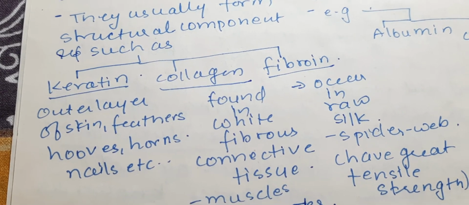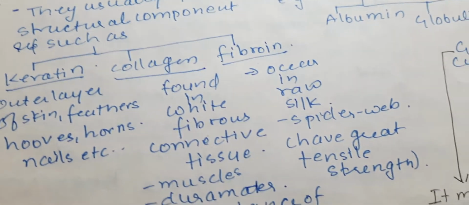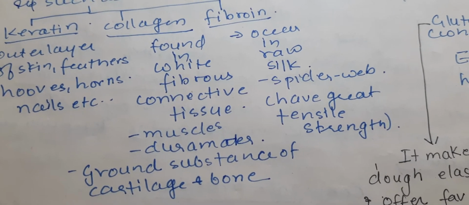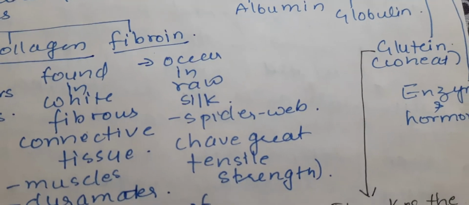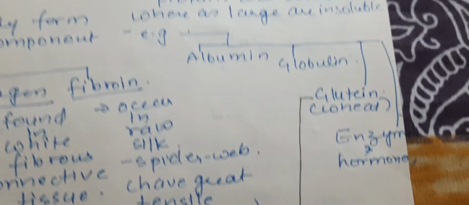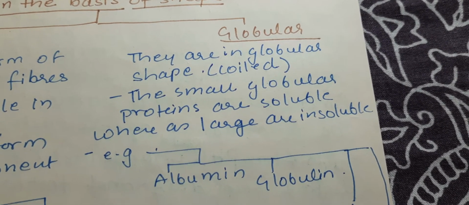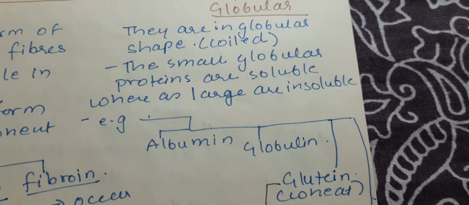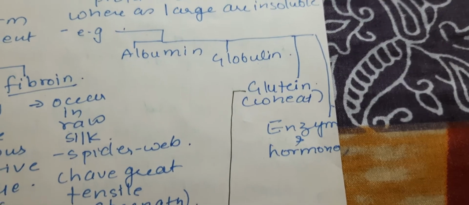Keratin, as we have seen, is present in the outer layer of skin, nails, horn, feathers in animals. Collagen is found in white fibrous connective tissue in the muscles, dura mater of brain, ground substance of cartilage and bone. Fibrin occurs in raw silk, a spider web, which have a great tensile strength. Now, globular proteins are in globular shape, that is coil form, and the small globular proteins are soluble in water, whereas the large ones are insoluble in water. Examples are albumin, globulin, gluten, enzymes, and hormones.